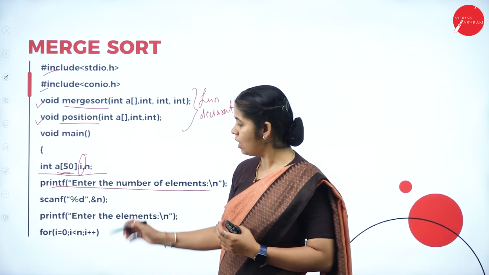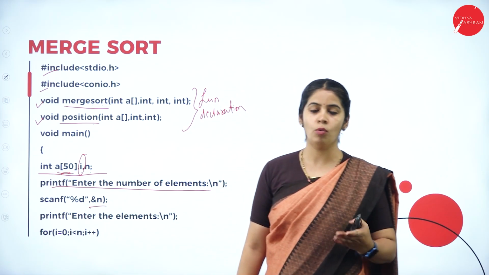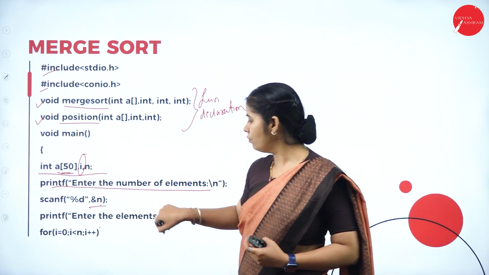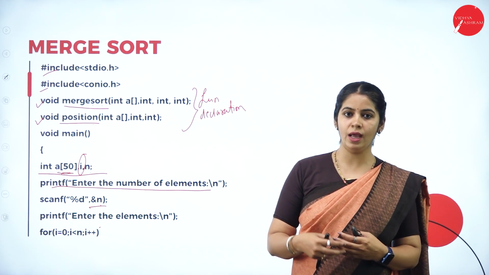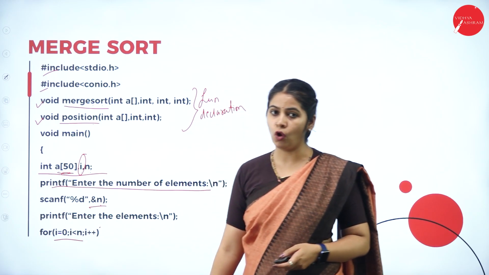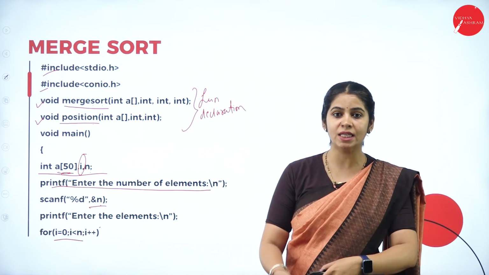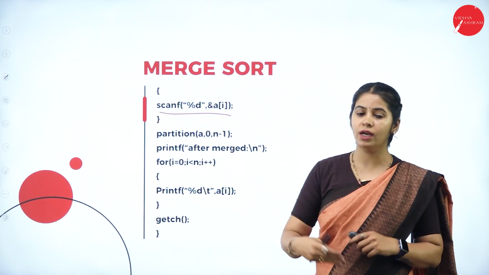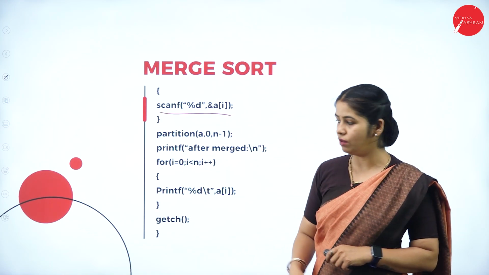We are reading the array. First we have to give the length of the array, how many elements we want within the array. That is nothing but the n value. Then we have to give the elements of the array, the values for each element in the array. That can be done using the for loop. Within the for loop, we have to give the scanf statement to read the element from the keyboard. That is what we are doing. We are including the scanf statement within the for loop.